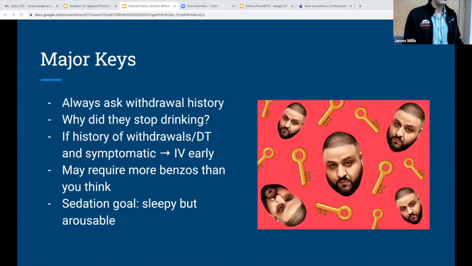But here are the major keys. For patients with alcohol use disorder, concern for withdrawal, you want to always ask withdrawal history. You want to always ask yourself, why did they stop drinking? If they have a history of withdrawals or DTs and they're symptomatic in front of you, you really want to get an IV on these patients pretty early just to get ahead of the game. They may require more benzos than you think, especially your patients with DTs. And then your sedation goal here is sleepy but arousable.